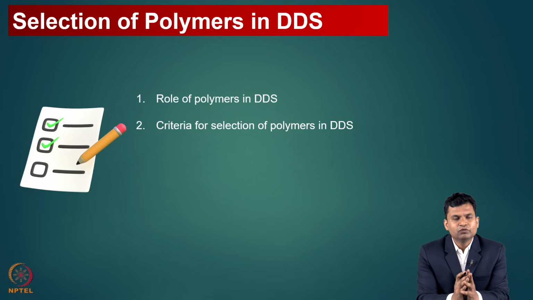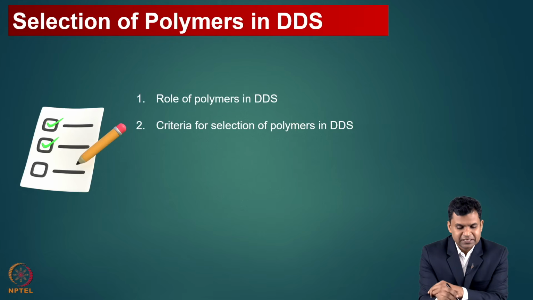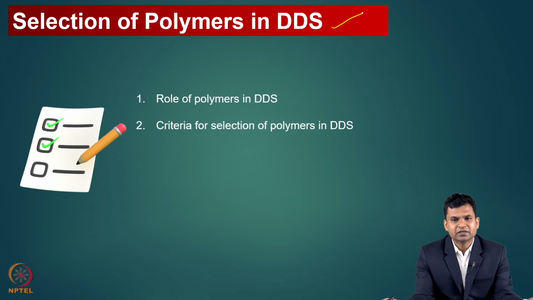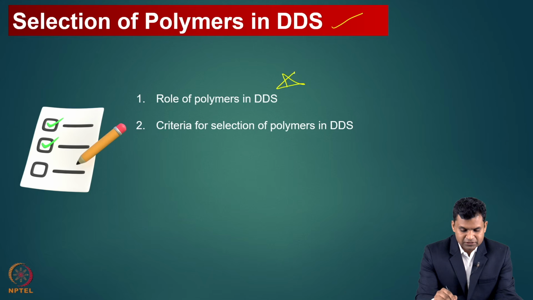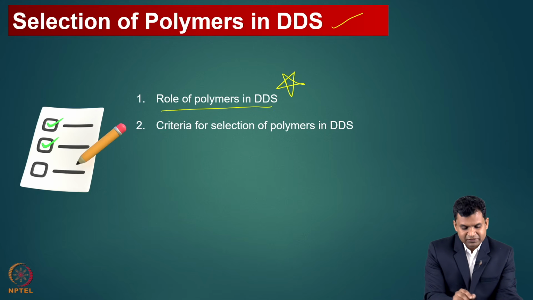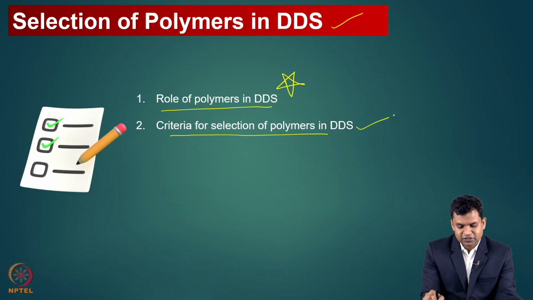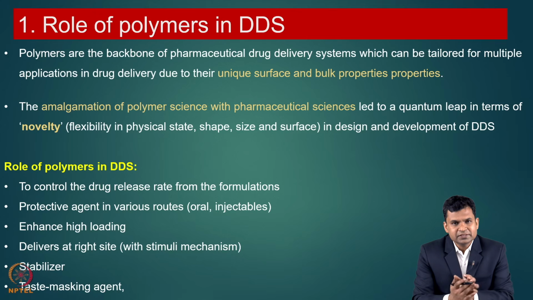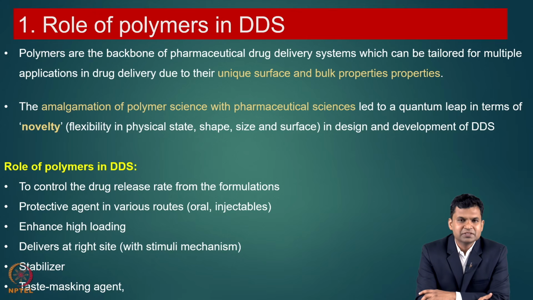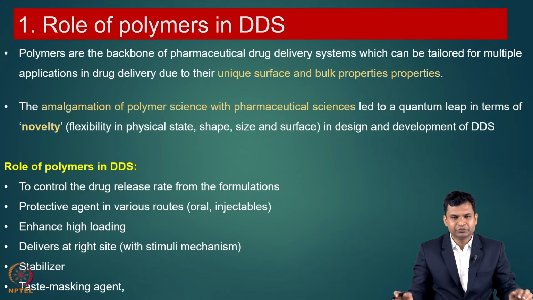So, today we are going to learn about the selection of polymers in drug delivery systems. First, we are going to start with the roles of polymers in drug delivery systems. Then we will see the criteria for the selection of polymers in drug delivery systems. In the last class also we discussed polymers, the nature of polymers and their properties.